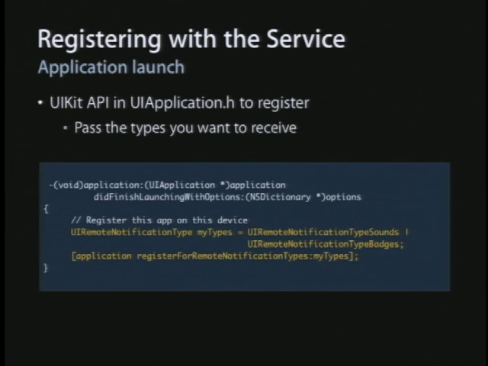The API to register is in UIApplication. You often do this in your application delegate class inside application:didFinishLaunching. You call the function registerForRemoteNotificationTypes with the types of notifications you want to receive, like sounds, badges, or alerts. And that will tell the phone to start listening for these notifications.